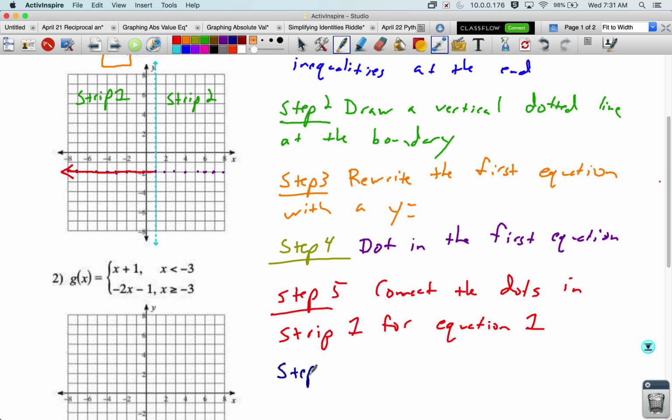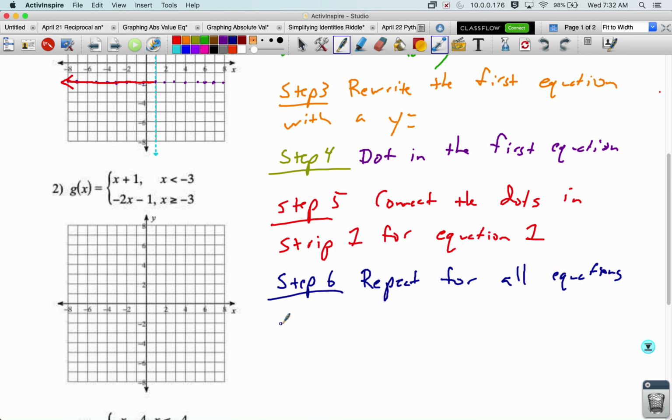So step 6. Repeat for all equations. Equation 1 went to strip 1. Equation 2 is going to go to strip 2. Dot, dot, dot. All right, that says equations there.